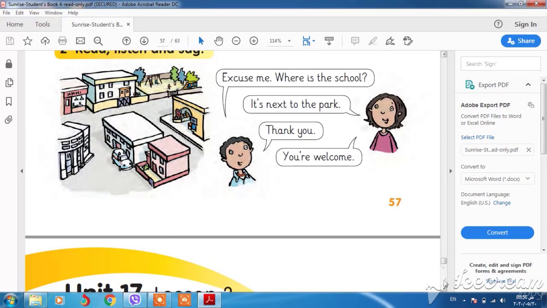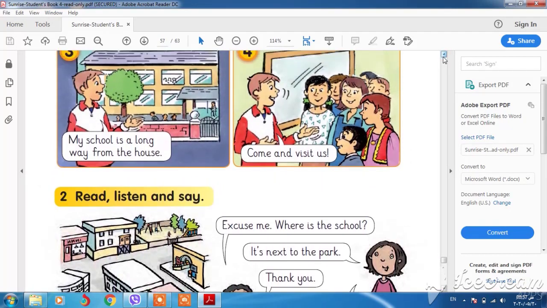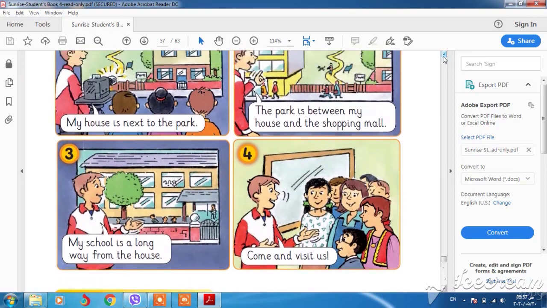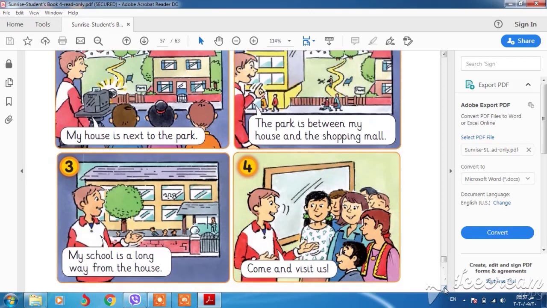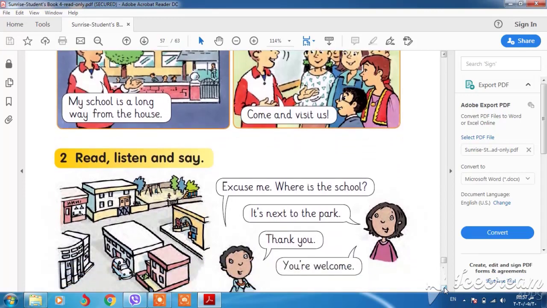Let me show you. Also we have this picture. It's about how to describe locations with the prepositions of place. For example, in this picture he said my house is next to the park. He described his house. The park is between my house and the shopping mall. My school is a long way from the house. Come and visit us.